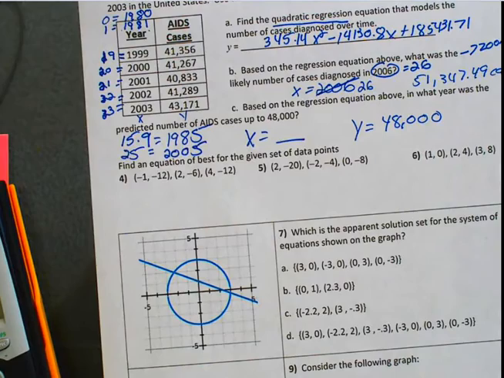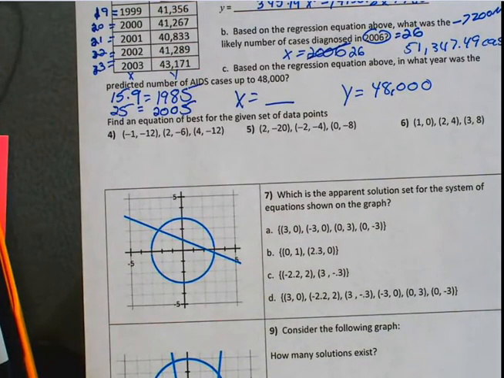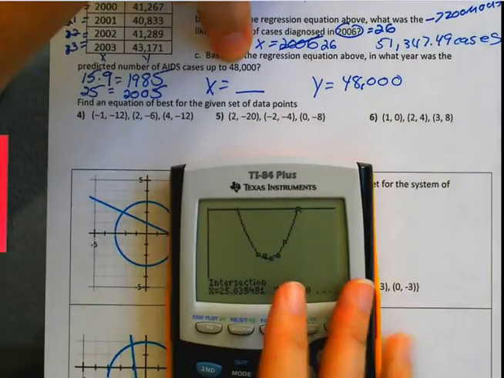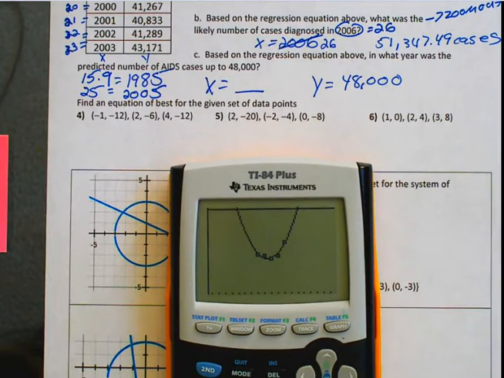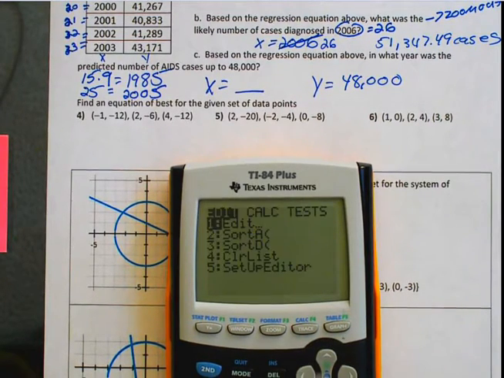Okay? All right. Next thing for regression, it says find an equation of best fit for the given set of data points. So this one they don't tell you whether it's quadratic or linear. Luckily, those are the only 2 things that we've done so far. So I want you to clear your calculator, second plus 712, gets rid of everything. We're going to go into stat edit.